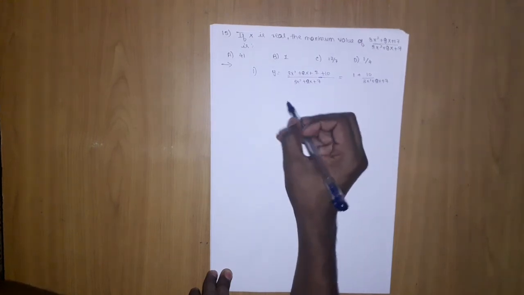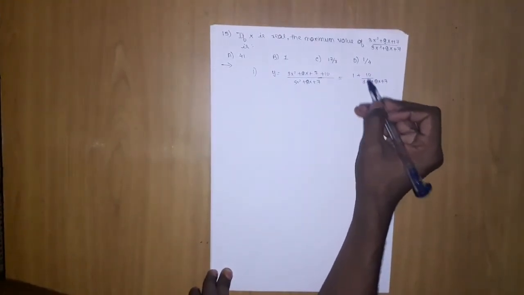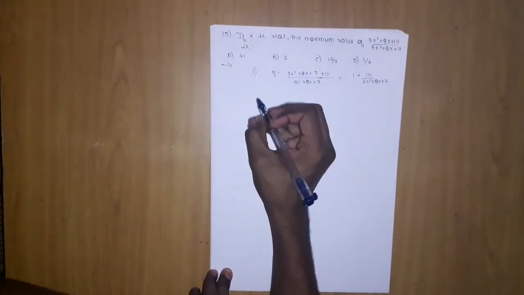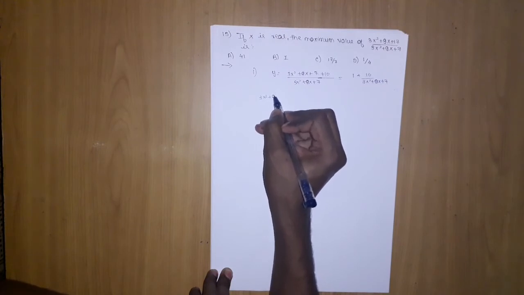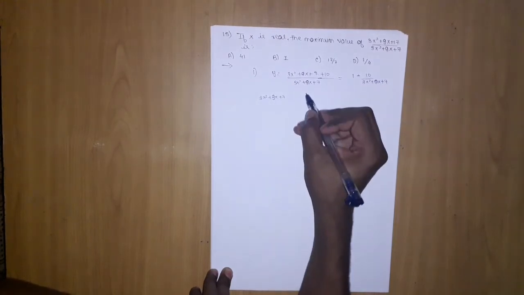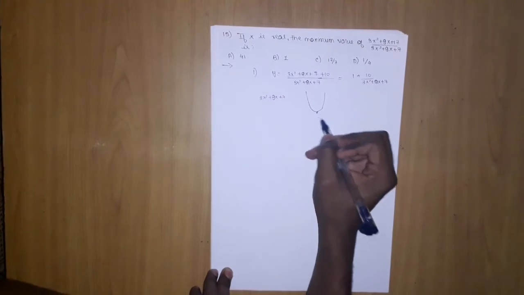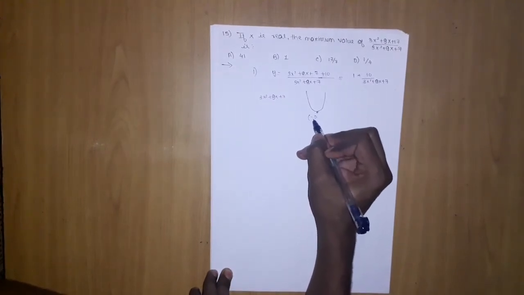This is a quadratic equation. Now its maximum value will be when 3x square plus 9x plus 7 is minimum. And what kind of parabola is it? It is this kind of parabola. When its value is minimum, it is minus d by 4a.